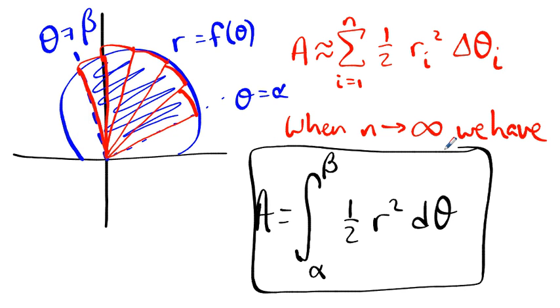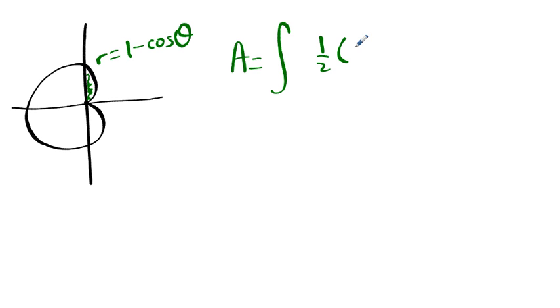This is how we find area in polar coordinates. So, what does that mean? Well, that means that if I have this curve, this is a cardioid because it resembles a heart. The curve is 1 minus cosine theta, and I'm interested in this area. How do I find that area? Well, area is an integral of 1/2 r squared d theta.